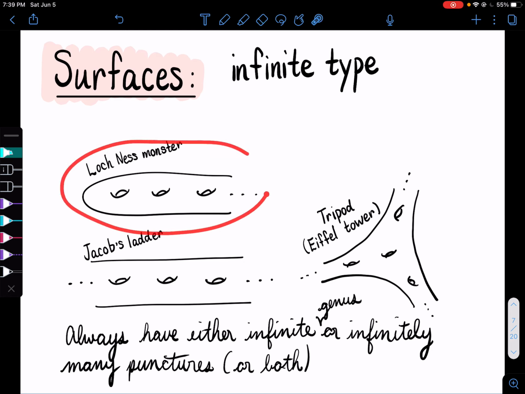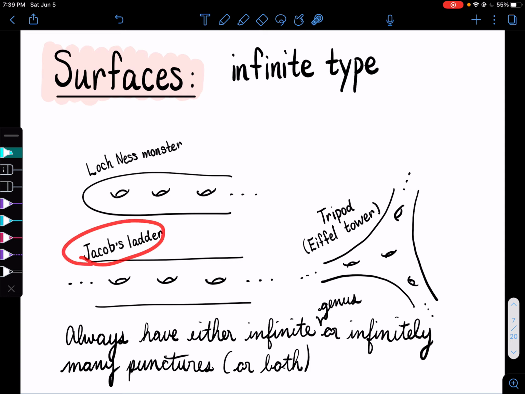So I have 3 surfaces drawn here. I have this Loch Ness Monster, where we have infinite genus going off in one direction. I have this one called a Jacob's Ladder, where we have genus going off in 2 directions. And then I have this third one, this tripod, or as I'm trying to popularize, an Eiffel Tower, where we have genus going off in 3 directions. I just want to point out that not every infinite type surface has a name. I chose these ones specifically because there are some that we might deal with a little bit more often, and that's why they have those special names.